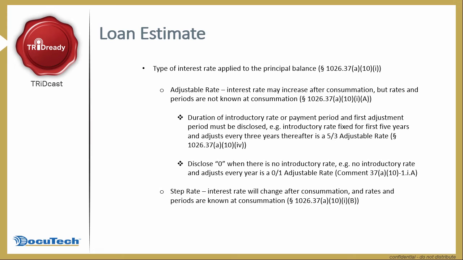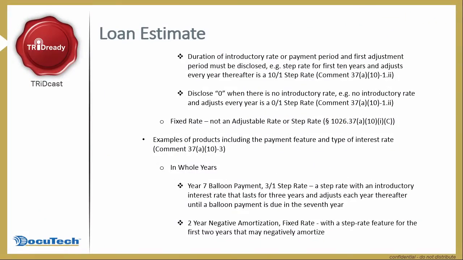This is when the interest rate will change after consummation, and the rates and periods are known at consummation. So the duration of the introductory rate or payment period and first adjustment period have to be disclosed. An example of this would be a step rate for the first 10 years, and then it adjusts every year thereafter. So the way this would be notated would be 10/1 step rate.